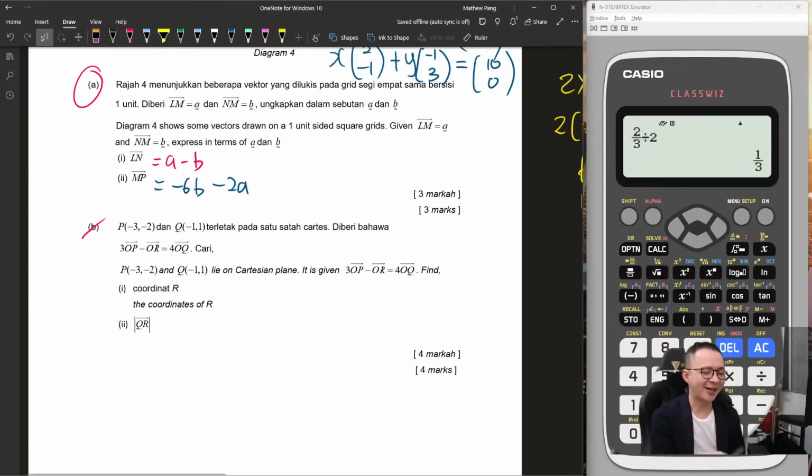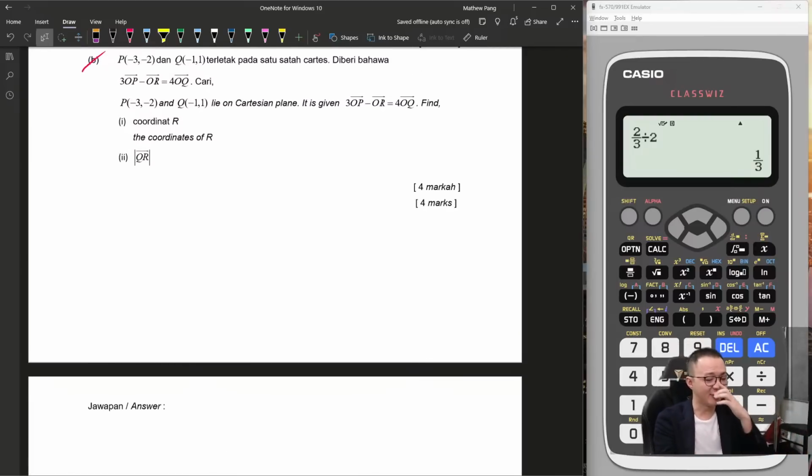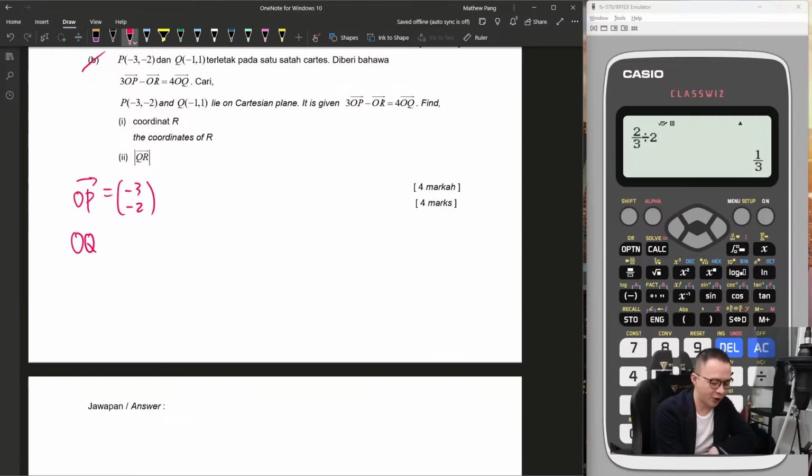Since part A is a vector, part B already hints you can do the vector. The very important tip I want to give you is that coordinate P in the vector world means OP, and coordinate Q means OQ, because all the coordinates are related to the origin. This is how they get their coordinates. So in this case, my OP is negative 3, negative 2. My OQ is negative 1 and 1.